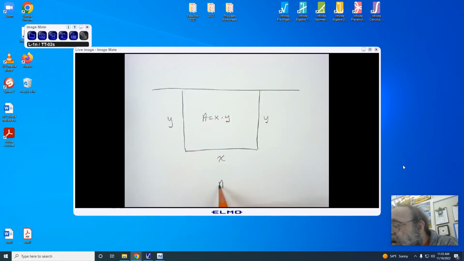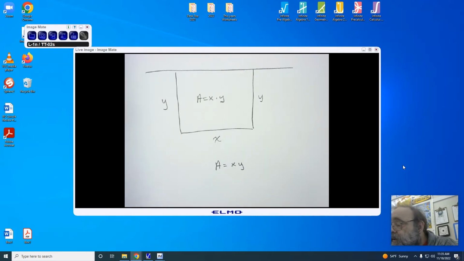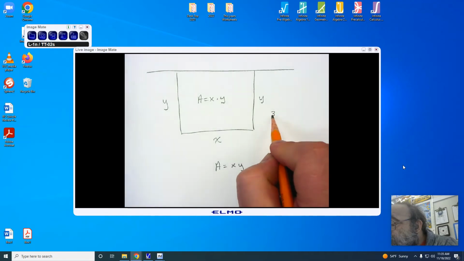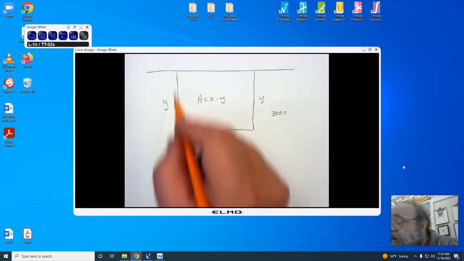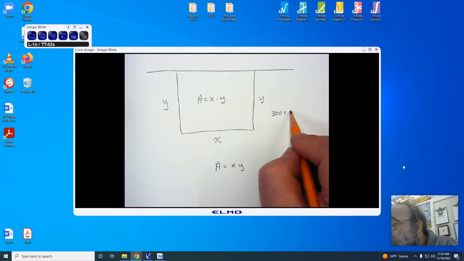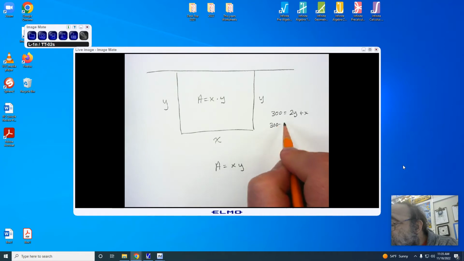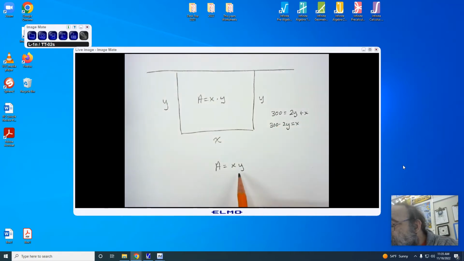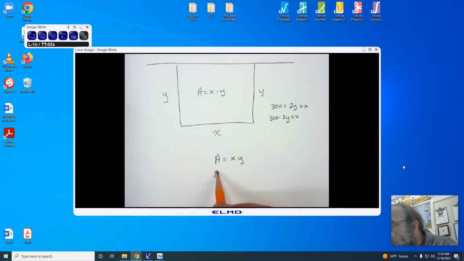So I'm maximizing area, but I have 2 variables. I need to get rid of one of those variables. What do I know? Well, there are 300 feet of fencing, and it must cover the 3 sides with perimeter. So 2y plus x. That means that 300 minus 2y is equal to x, and we'll get rid of one of these variables. I can now say that the area in terms of y is 300 minus 2y times y. Therefore, the area formula is 300y minus 2y squared.